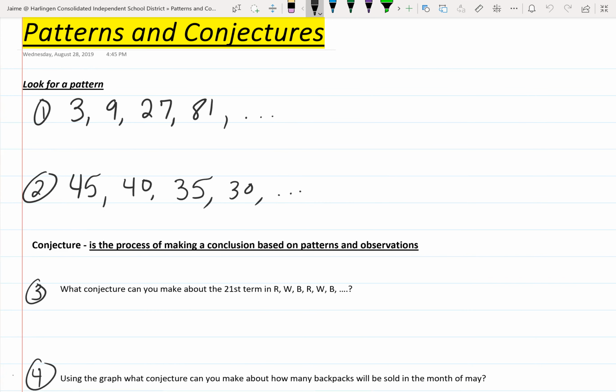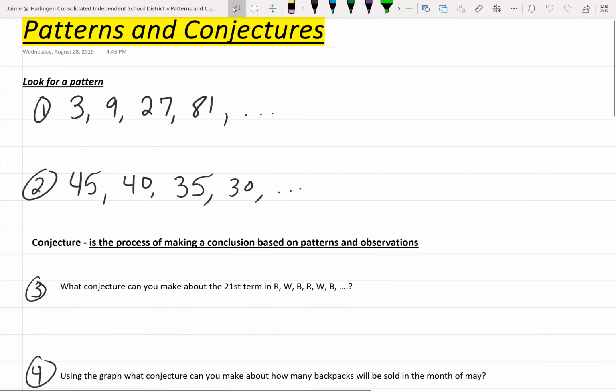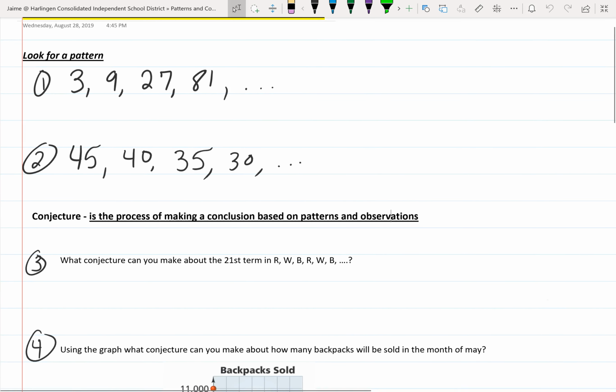So let's do the next notes here. The next notes is called patterns and conjectures. We're going to move away from doing lines and shapes for right now. We're going to get into a little bit of what we call geometric logic, as they call it. And it's not too difficult because patterns, you've done patterns before, and they're just easy to look at.